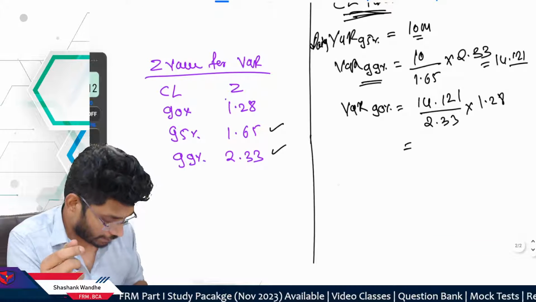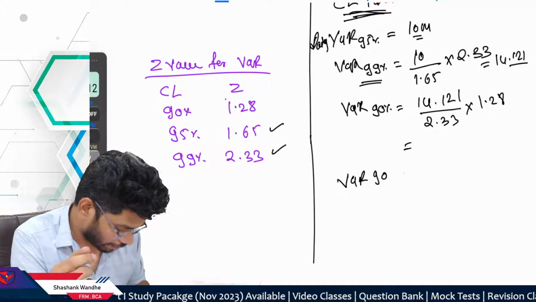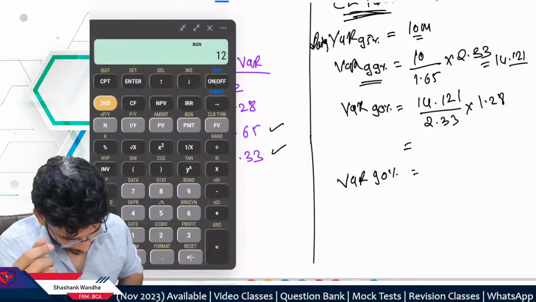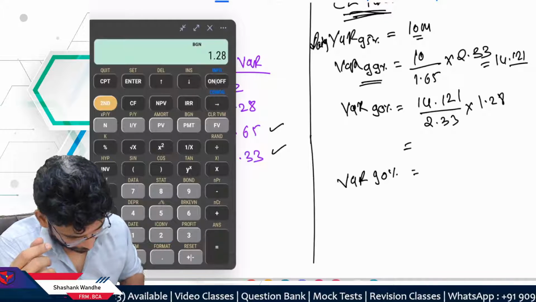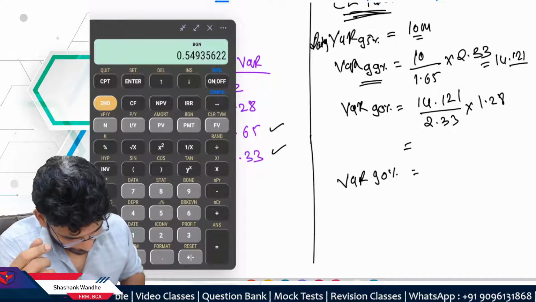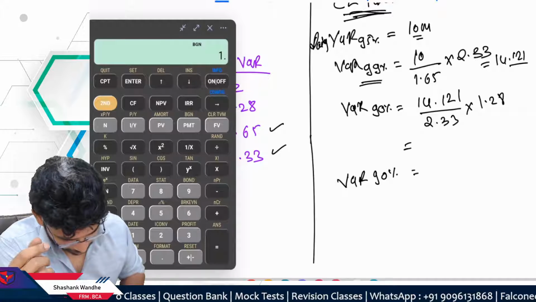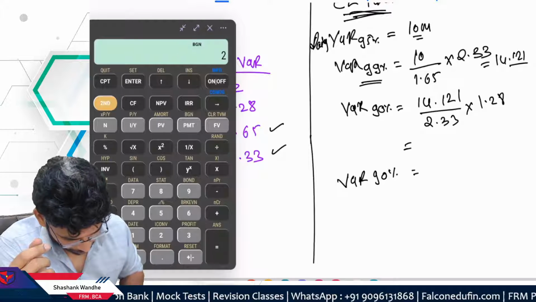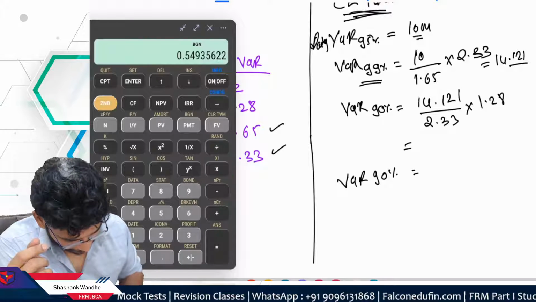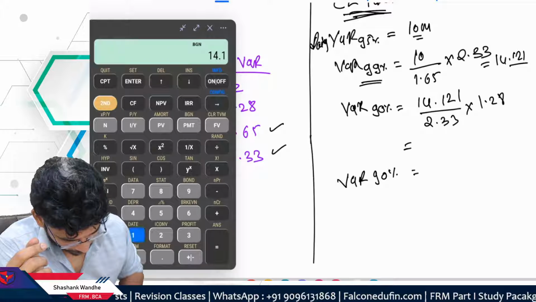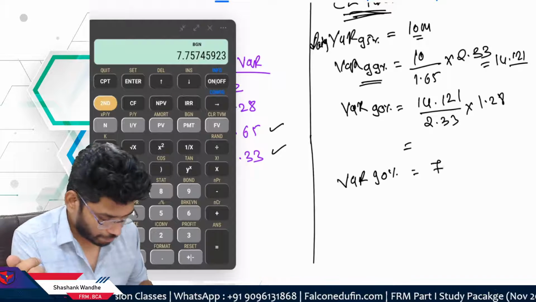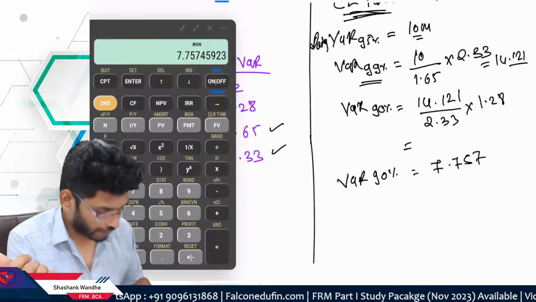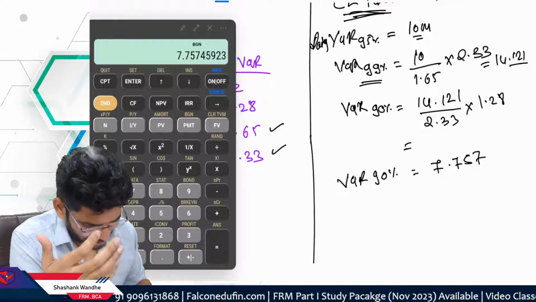Now what if you have this value at risk at 90%? Whatever is the answer, again I have to solve this. 1.28 divided by 2.33 multiplied by 14.121, and the answer is 7.757. Okay, so this is your value at risk at 90%.